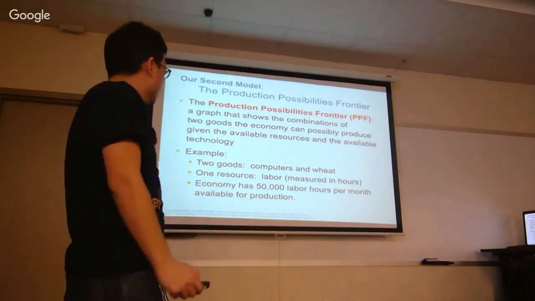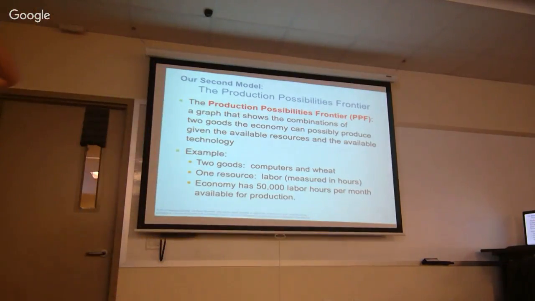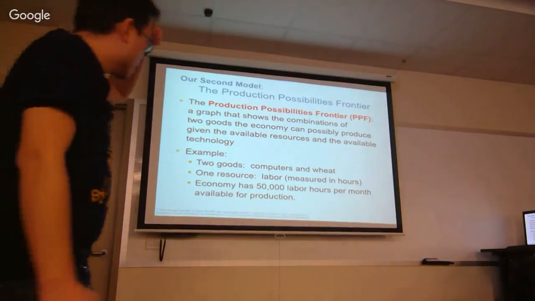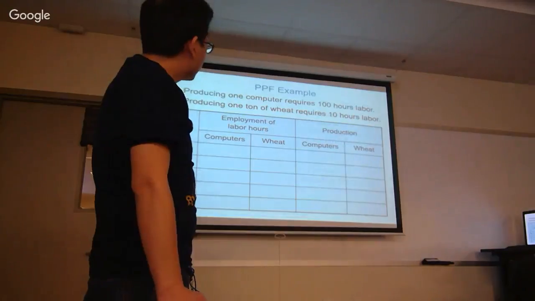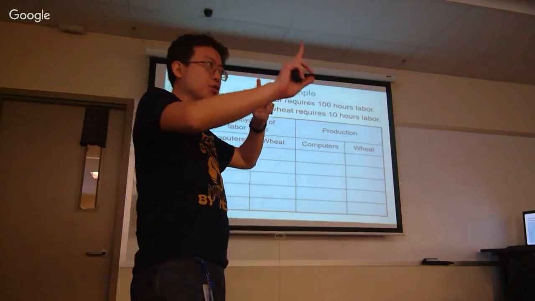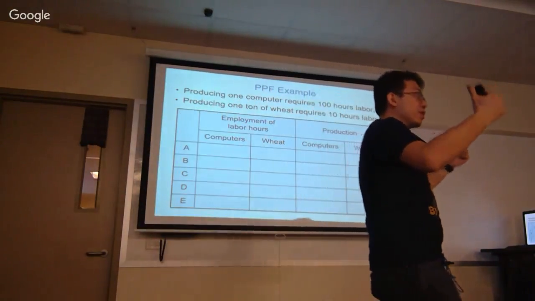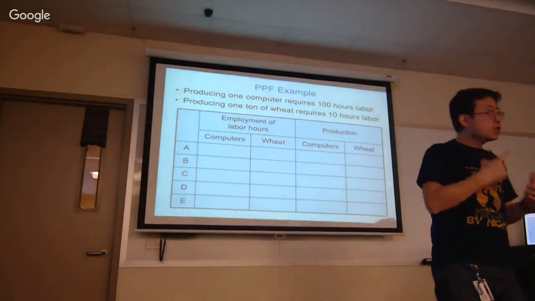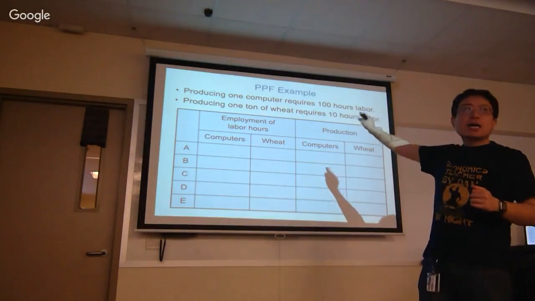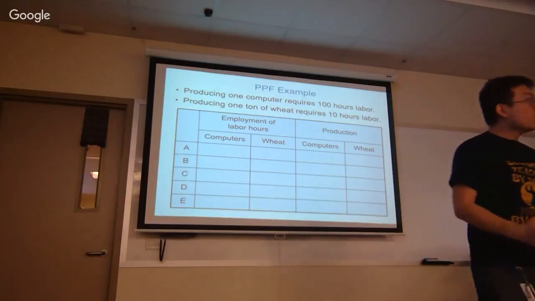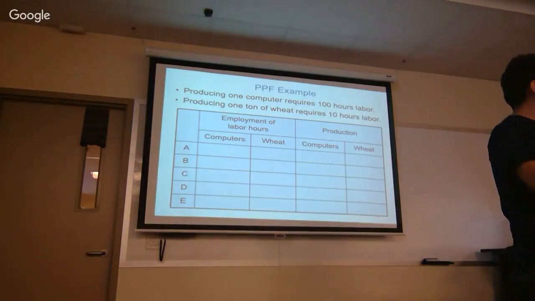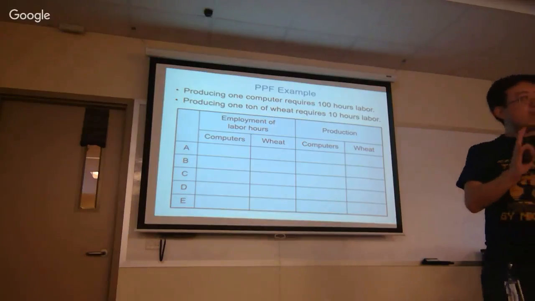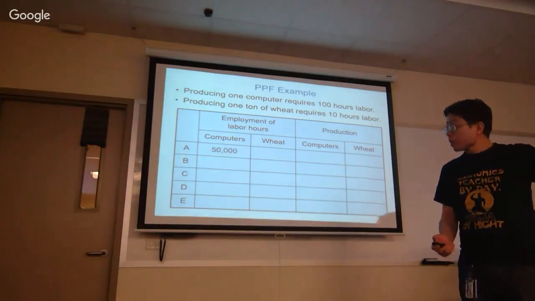That will come in. Now, for this economy, we're going to have a total of 50,000 labor hours, and that's all we have, so no more. Let's look at our production. We're going to produce two goods, either computers or wheat. For every computer, it would take us 100 labor hours, and for every pound of wheat, it would take us 10 labor hours. So one is labor intensive, one is not so much. And for our different combinations, we're going to do 5 different combinations.